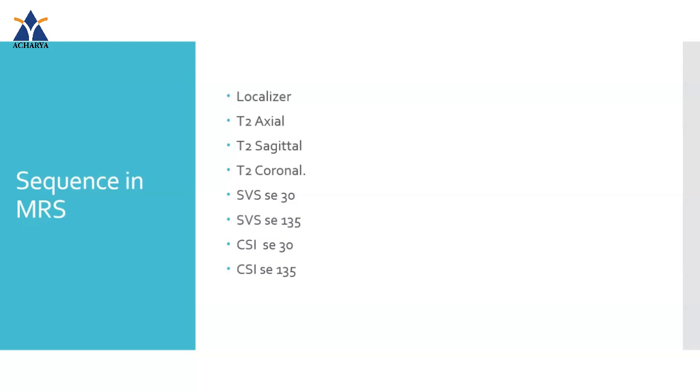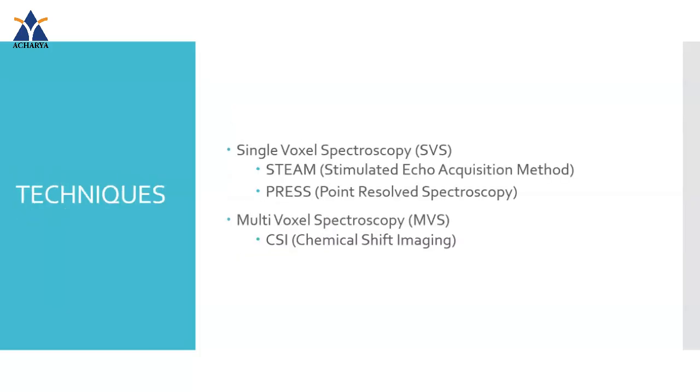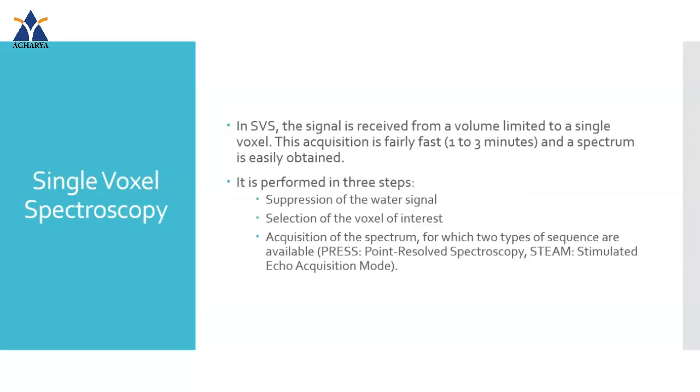So these are some sequences: SVS SE30, SVS SE135, CSI SE30, and CSI SE135. This 135 is your TE, that is time of echo, and SVS and CSI are the two techniques which we are using in MR spectroscopy. So this is single voxel spectroscopy, and the other one is multi-voxel spectroscopy. So what is single voxel spectroscopy? As its name indicates, single voxel. So in SVS, we use a single voxel only.